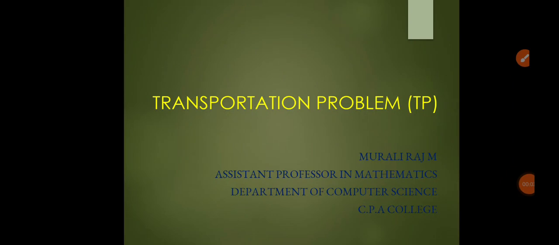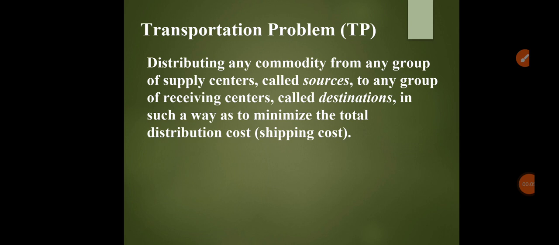Transportation problem. Distributing any commodity from any group of supply centers, called sources, to any group of receiving centers, called destinations, in such a way as to minimize the total distribution cost, that is, the shipping cost.